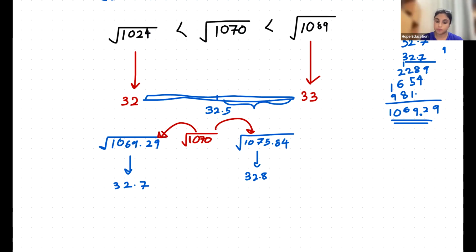Okay, what do others think? Okay, Mariaso says the same thing. 1069.29.